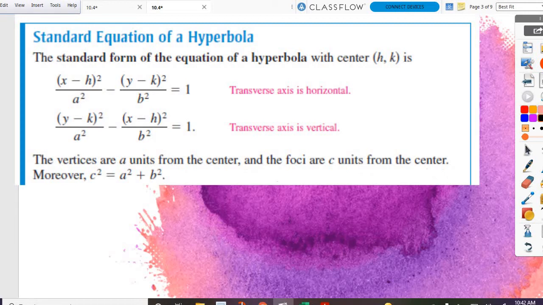So this time A is not necessarily bigger than B. The way that we know if it's horizontal or if it's vertical is going to be whichever one is positive. So if our A value is with our X, X is positive. Our A value is with our Y, if Y is what's positive.